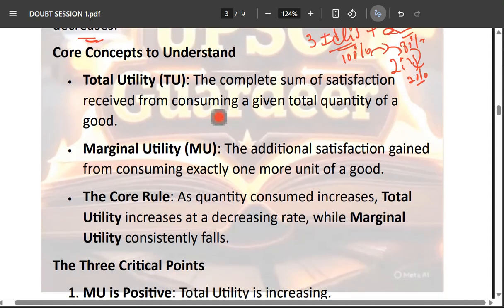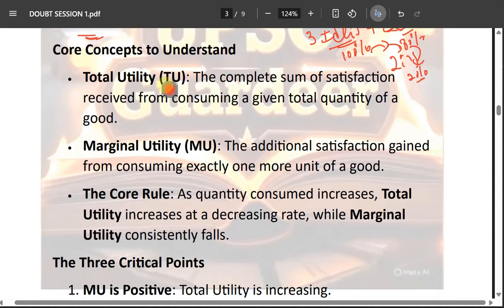So the core concept you need to understand is: what is total utility? Total utility means the complete sum of satisfaction received from consuming a given total quantity. Marginal utility means additional satisfaction. The difference is, one is the complete sum, the other is additional. Here 3 idlis was the complete sum. Here the additional thing was the 2 idlis that my friend gave me, so exactly one more unit of the good.